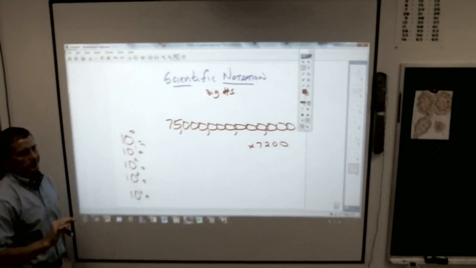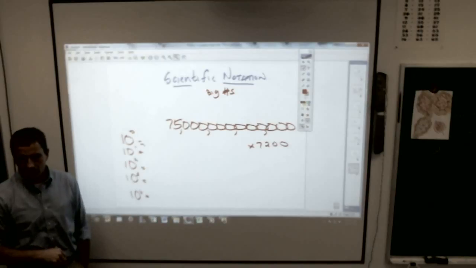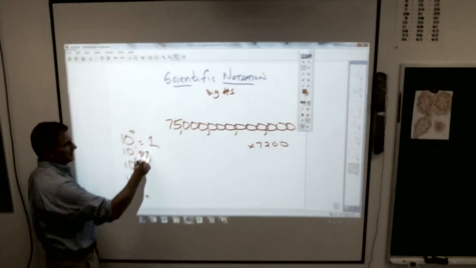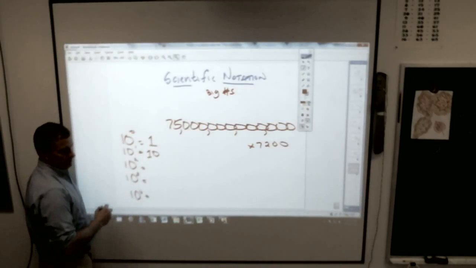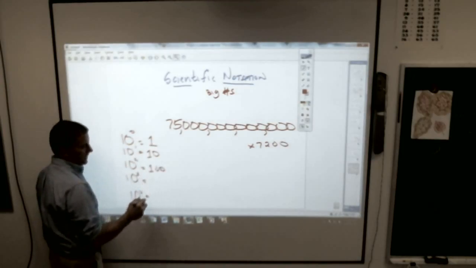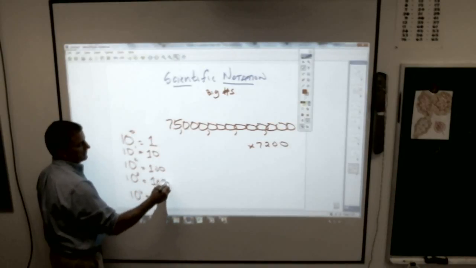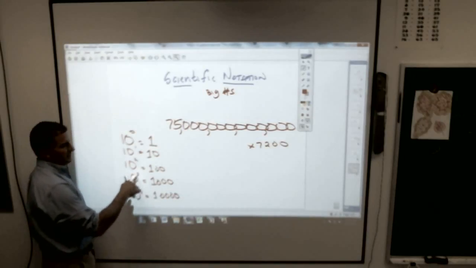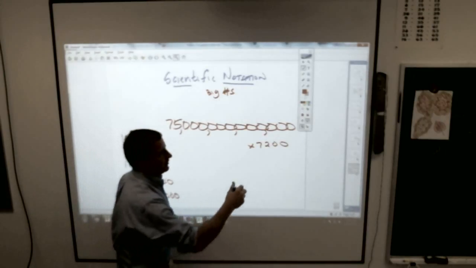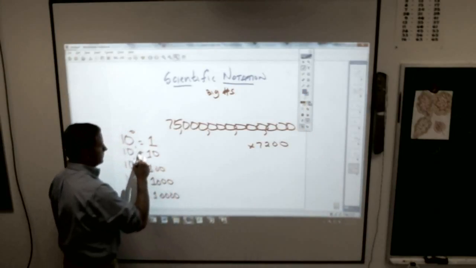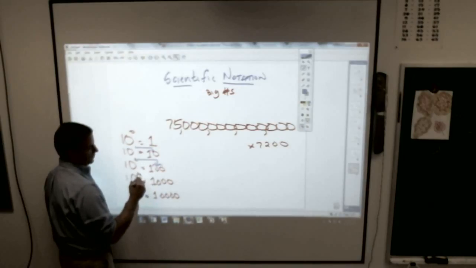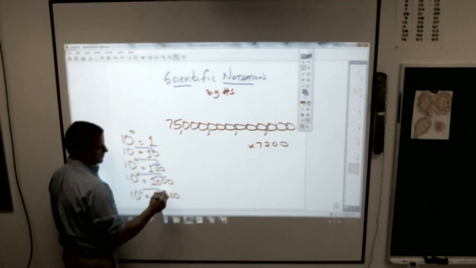10 to powers is the easiest thing in the world you can do with exponents because 10 to the 0 power is 1. 10 to the first power is 10. 10 to the second power is 100. 10 to the third power is 1,000. 10 to the fourth power, and so on and so on. It's easy to remember what these are because whatever the exponent is, that's how many zeros there are at the end of the 1. Exponent of 1, 1 zero. Exponent of 2, 2 zeros. Exponent of 3, 3 zeros. Exponent of 4, and so on and so on, etc.